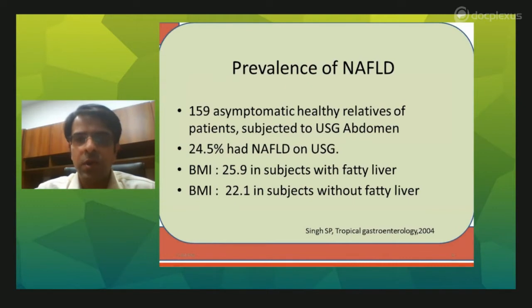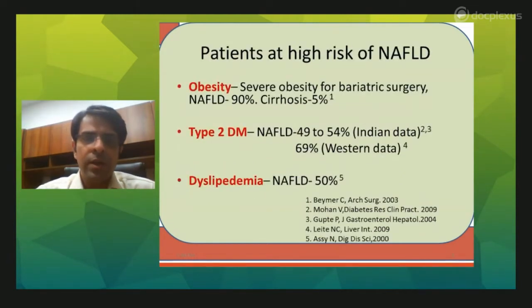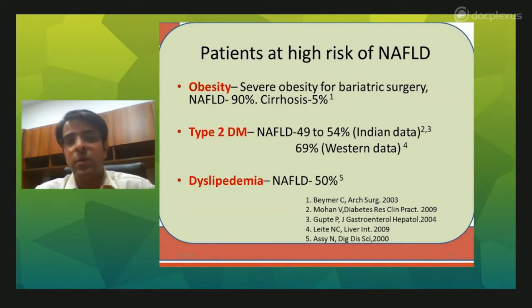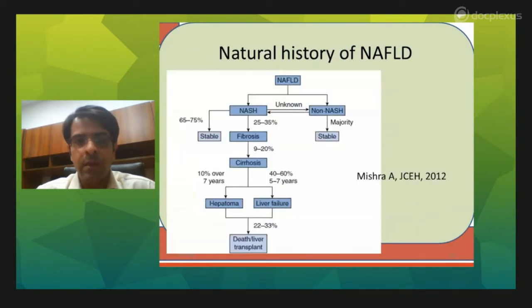So I think this corresponds to our daily practice, where almost 25 to 30% of patients will just walk in with a sonography report of fatty liver, and that sonography has been done for some other reason. Severe obesity, where patients come for bariatric surgery, almost 90% of them have NAFLD, and 5% of them will have unsuspected cirrhosis, which is found during evaluation for bariatric surgery. Diabetes, almost 50% according to Indian data, will have NAFLD, and 70% according to Western data. Dyslipidemia, almost 50% of patients will have NAFLD.